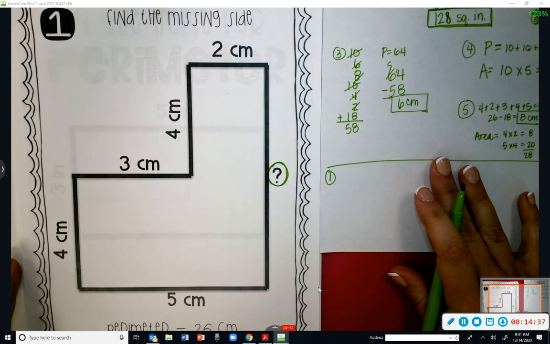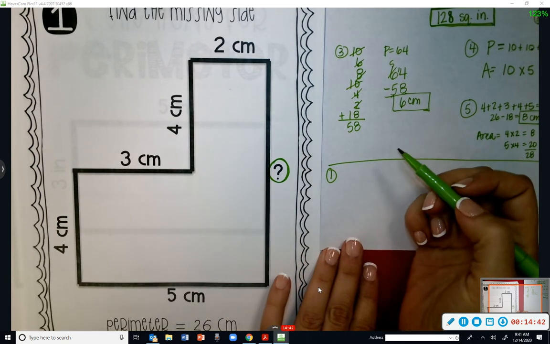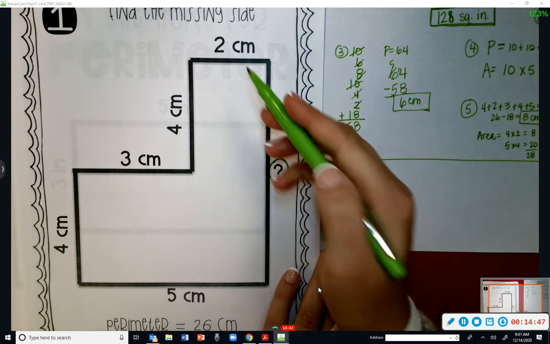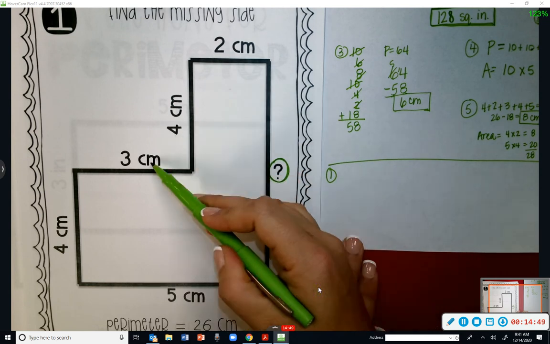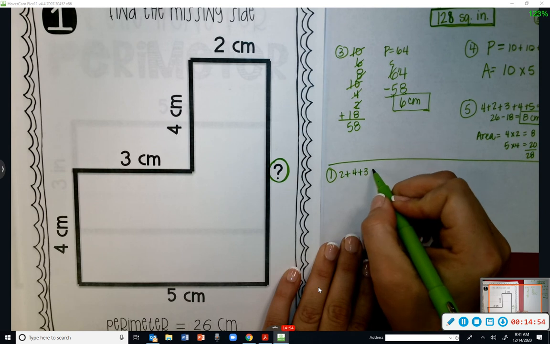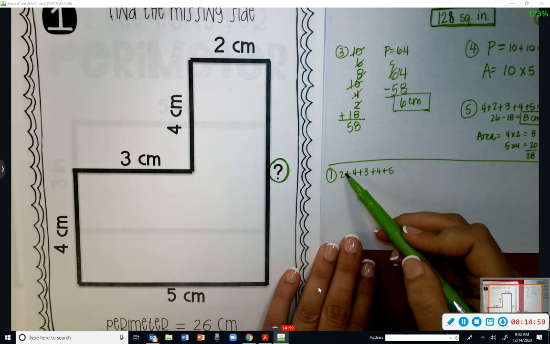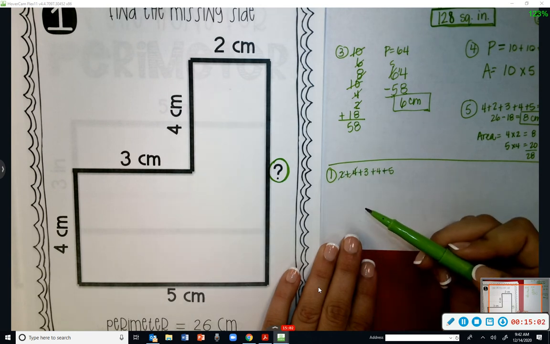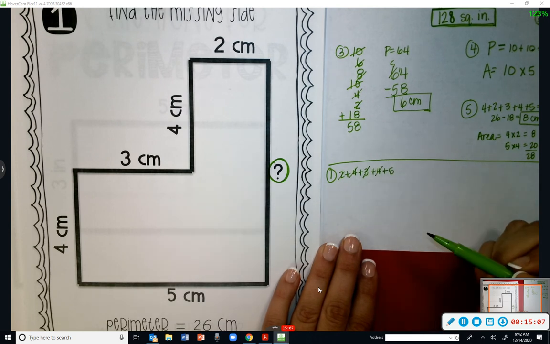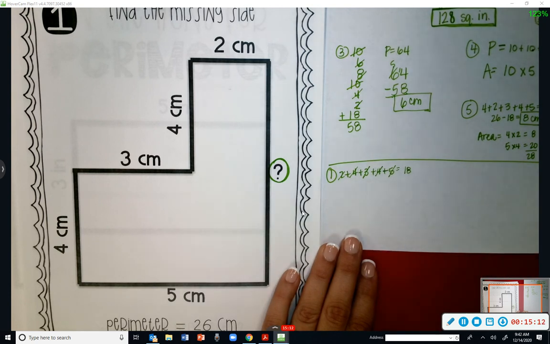Okay, so to find the missing side, what do I do first? Kelsey? Add the numbers. Add up all these numbers. 2, 4, 3, 4, 5. Okay. 2 plus 4 is 6. 6 plus 3 is 9. 9 plus 4 is 13. 13 plus 5 is 18. Okay? Does that mean I'm done?